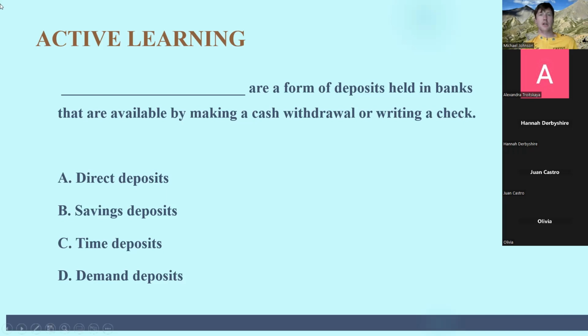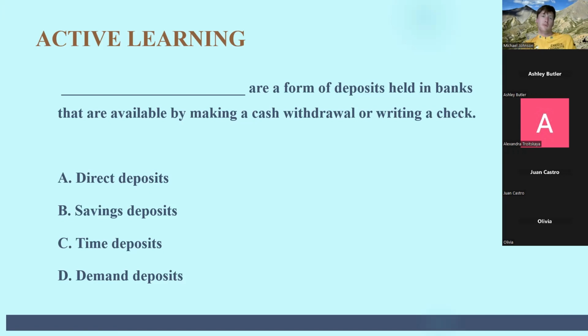So, question: what is a form of deposits held in banks that are available by making a cash withdrawal or writing a check? Would it be savings deposits? Close, it'll be demand deposits. You could try, Ashley. Demand deposits are deposits you can withdraw anytime. Savings deposits, you may need notice to withdraw. Yeah, so good try.